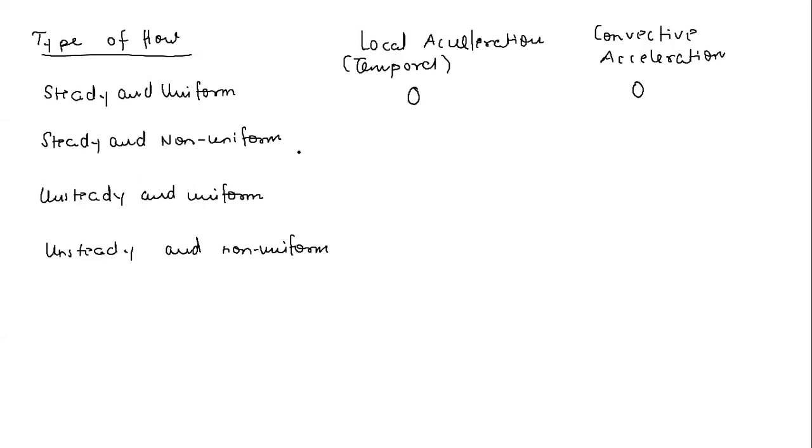Now, if the flow is steady and non-uniform, then what about local acceleration? It will be zero. But convective acceleration will exist, because the flow is non-uniform. Now here, unsteady and uniform. So the flow is unsteady, but uniform, so local acceleration exists and convective acceleration is zero. And in the unsteady and non-uniform case, both exist.